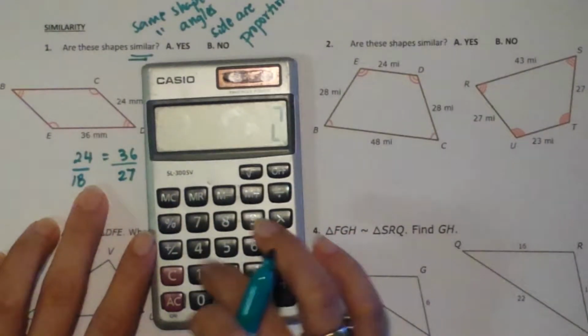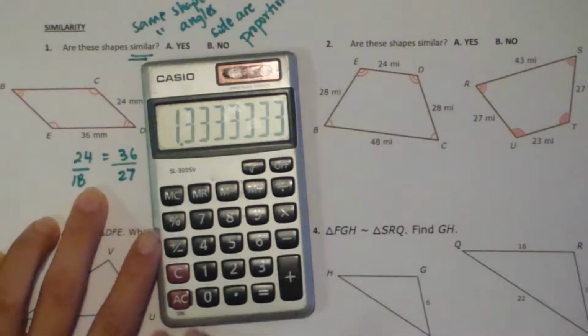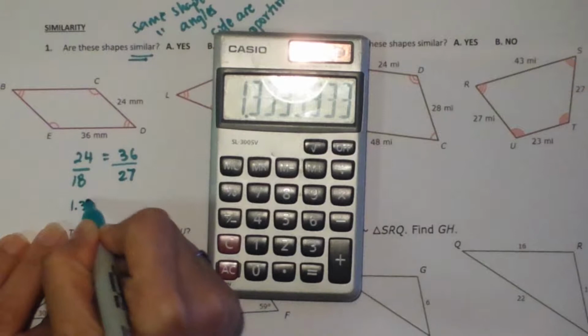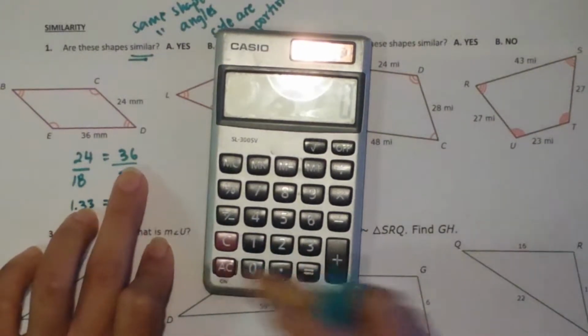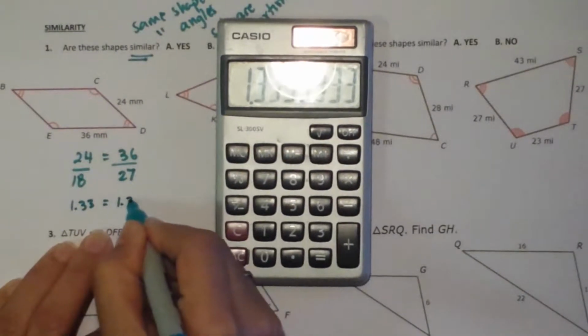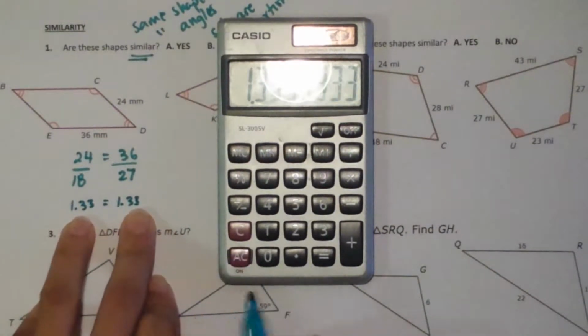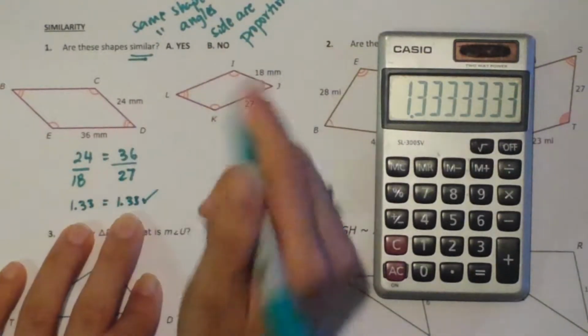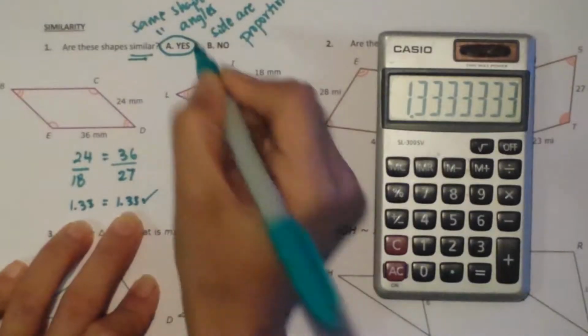All right, so a couple of ways you could do this. I'm not sure if they're going to give you a calculator. If they give you a calculator, just punch it in, and whatever it is, it is. So for example, 24 divided by 18 is 1.333 equals 36 divided by 27, which is also 1.333. Are those two equal? Yes, they are. So because they're equal, that means the sides are proportional. These two shapes are similar. So the answer is a yes.